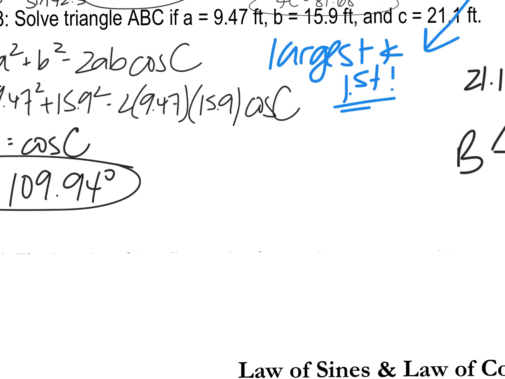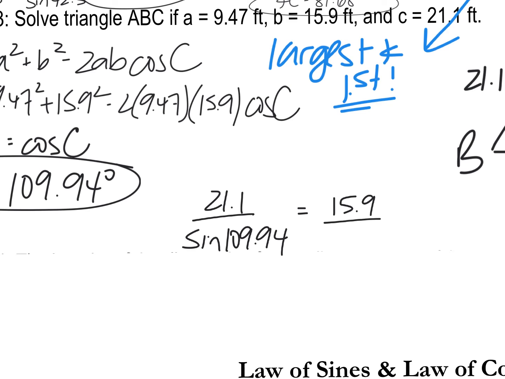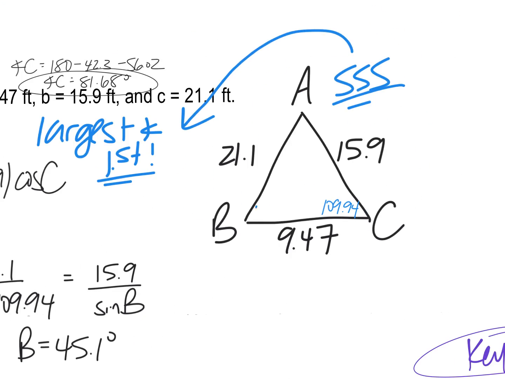So I'm going to do 21.1 over sine 109.94. This is law of sines, obviously, so we're using sine, not cos. And then my side B was 15.9 over sine B. So again, we're going to cross multiply here, divide by this, and then inverse sine your answer to end up with angle B, which is 45.1. I'm going to plug that into my triangle here, 45.1.